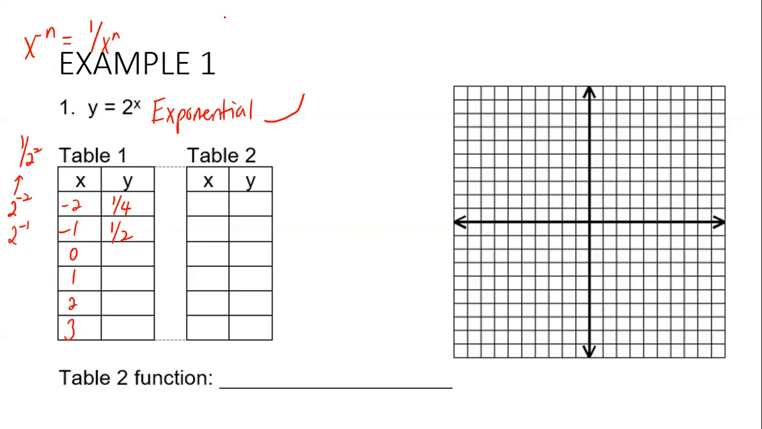Then we have 1, and that's because the rule for 0 is anything to the 0 power equals 1. Now we're back to positive numbers, and it's just 2 to the 1. What is 2 to the 1? 2. 2 squared is 4. 2 to the 3rd is 8. These are the points that we're going to plot.